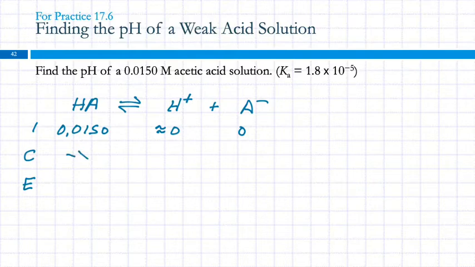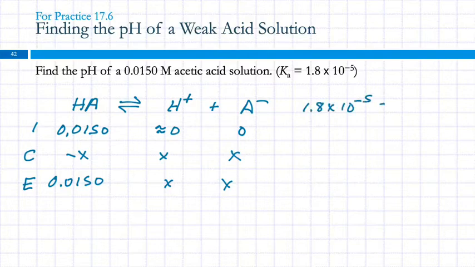So then we write in our changes. Ka, 1.8 times 10 to the minus 5, is going to be equal to x squared times nothing divided by 0.0150 minus x.